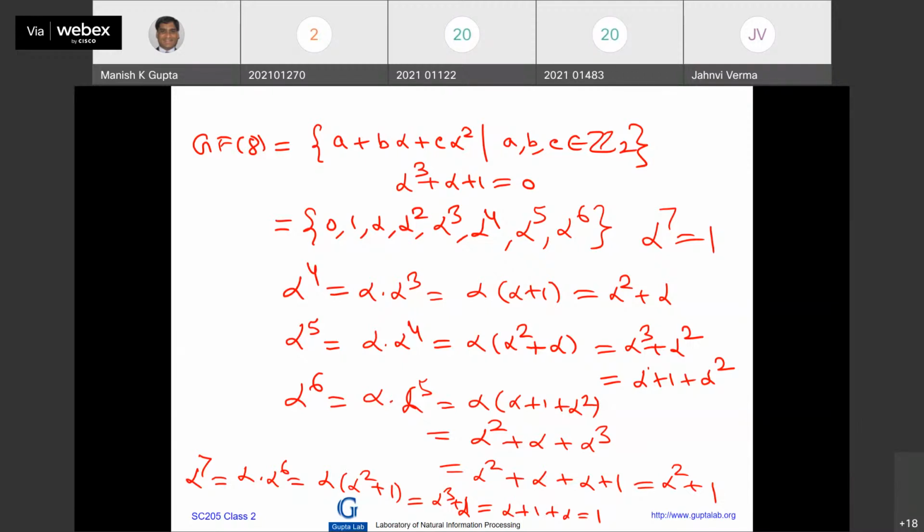ZF4, x square plus x plus 1 is equal to 0, right? Correct. So in the field with 4 number of elements, alpha cube is equal to 1. Here alpha raised to power 7 is equal to 1. If you go for higher fields, some other power of alpha will be 1. Right?